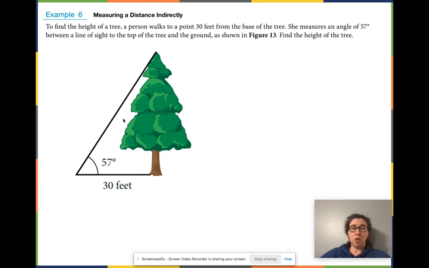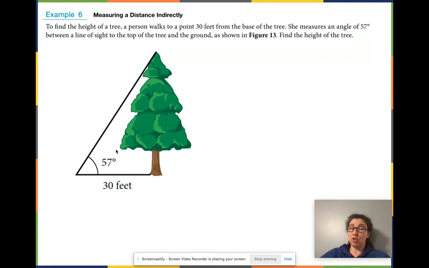To find the height of a tree, a person walks to a point 30 feet away from the base of the tree, and she measures an angle of 57 degrees from the line of sight to the top of the tree and the ground, right? Find the height of the tree. Well, this is just a triangle, right? This is 57 degrees. We want to know this value. So we're going to use tangent, right?